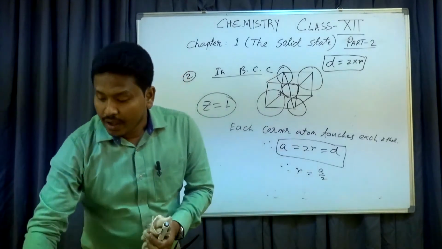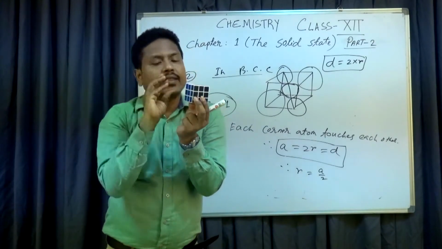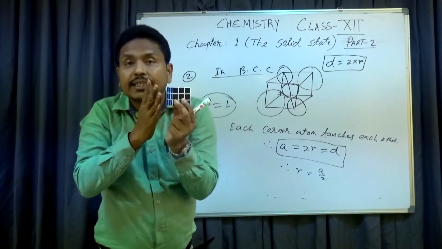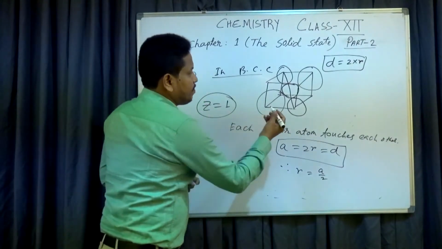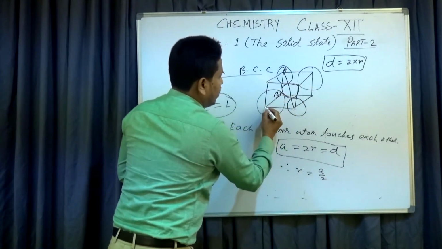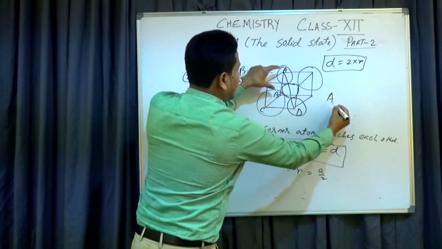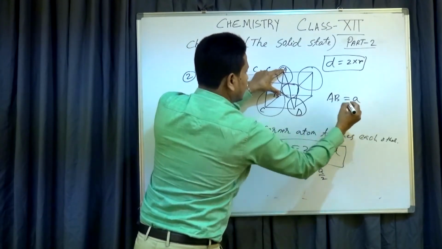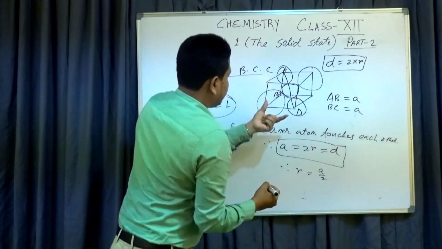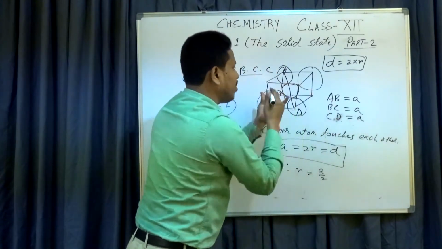Remember, in BCC, due to the presence of the body center atom, this corner atom, that corner atom and the body center atom lying along the body diagonal of the cube are touching each other. Okay, so what will happen? Look at this. Let this point be A, this B, this C, this D. Clearly visible. AB means what? Edge length. BC also edge length. CD means edge length of the cube.